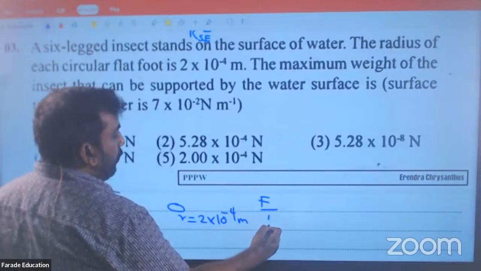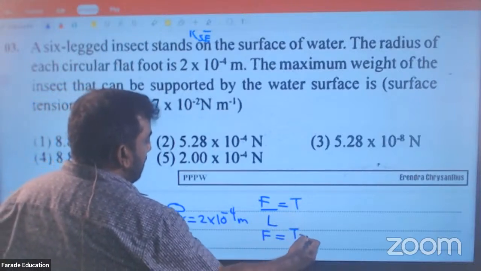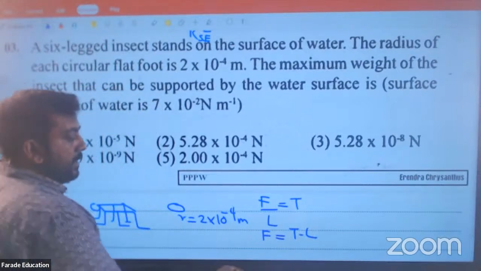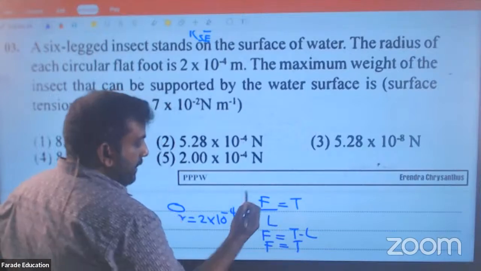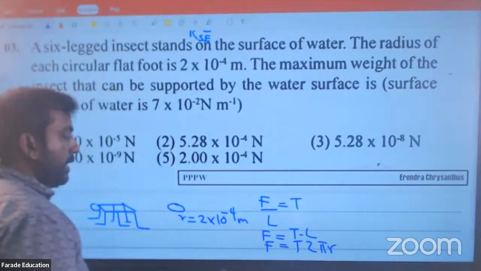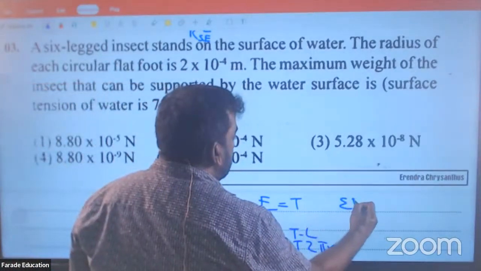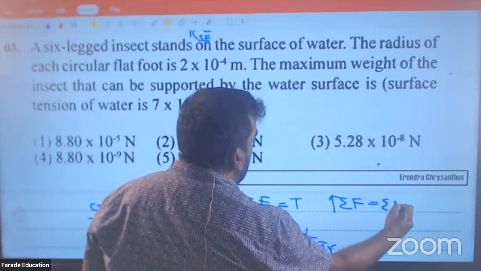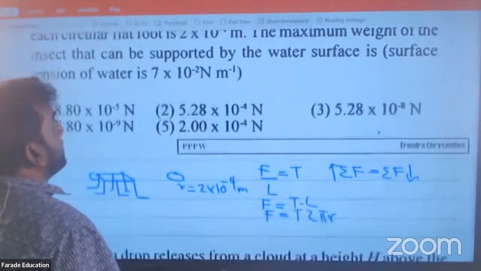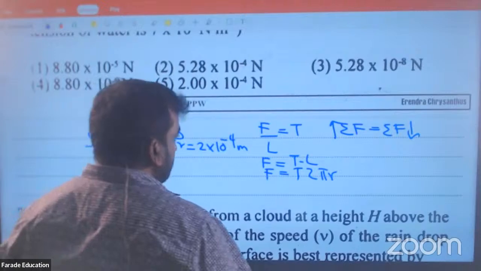Surface tension is force per length. That's surface tension. Force is surface tension into length. What is the length that we consider? The length is the circumference, 2 pi r. How many circumferences are there now? 6. Sum of forces in the upward direction balances sum of forces downward. Why are we taking 6? Because there are 6 legs.